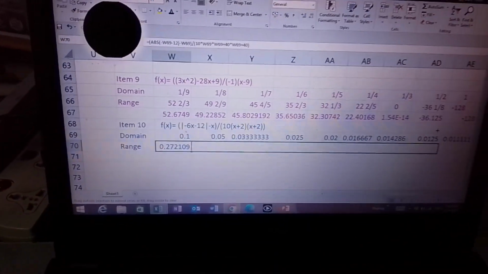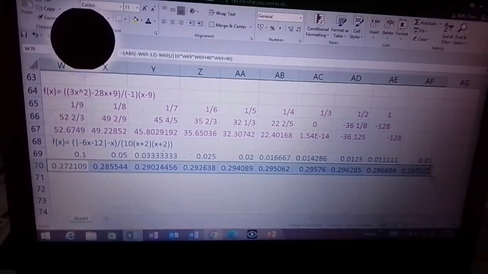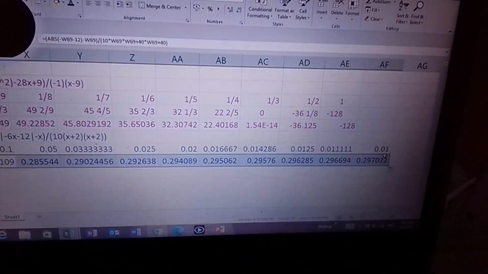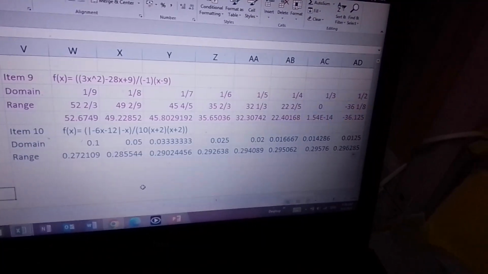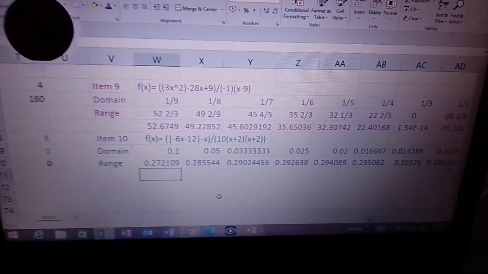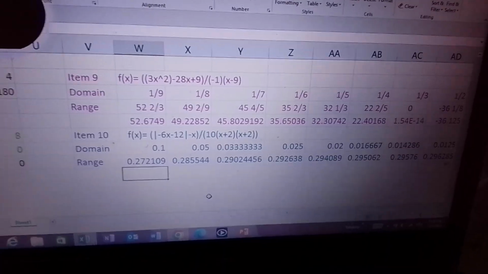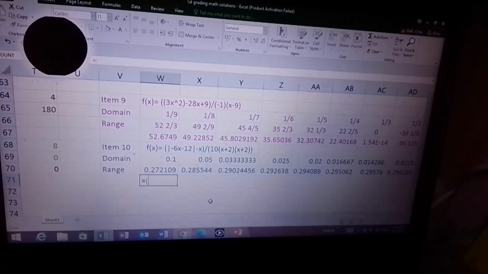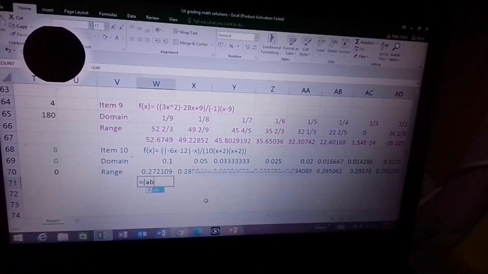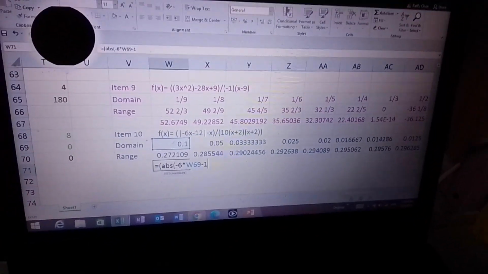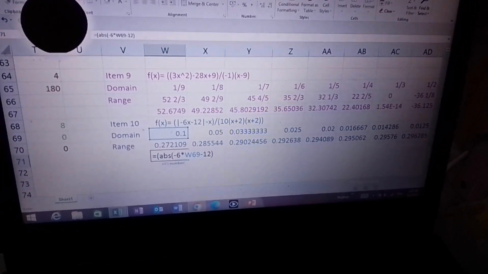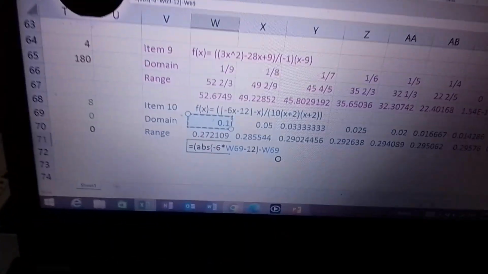Then you keep on scrolling until you reach the 1/100, and that's our answer. Wow, our graph looks like systematic slopes. And then for the range, it goes like this. Do you remember what I told you? You can also type this in another way. Let's see if this still leads you to the same answer. I said you can type an absolute value: the absolute value of negative 6 times this guy minus negative 12, then minus this guy.